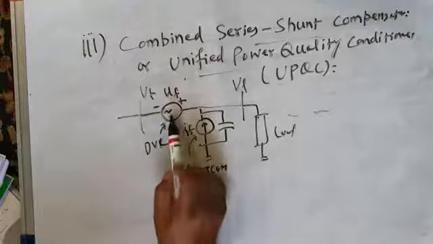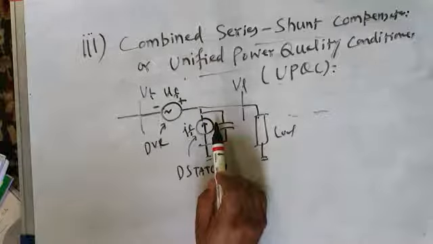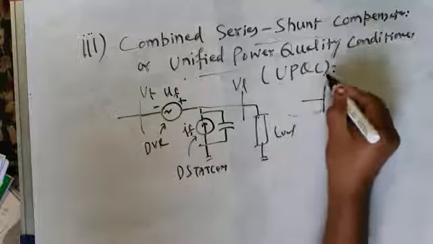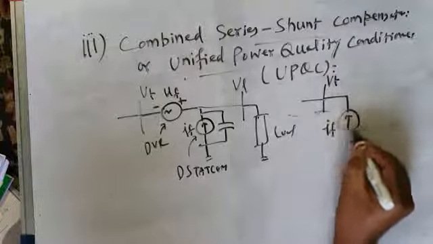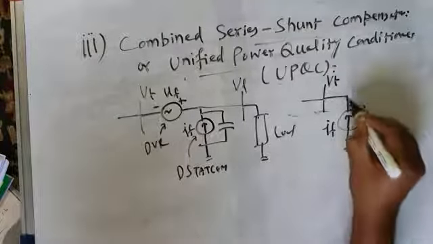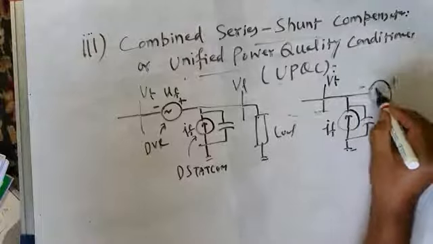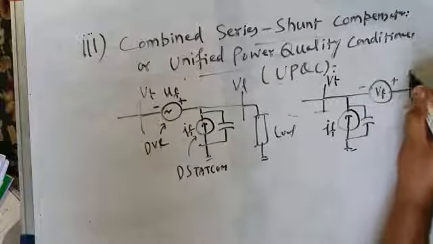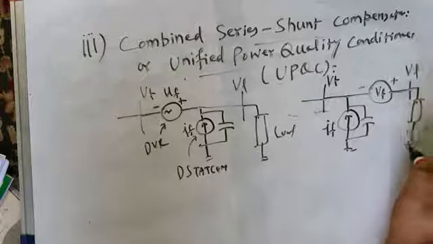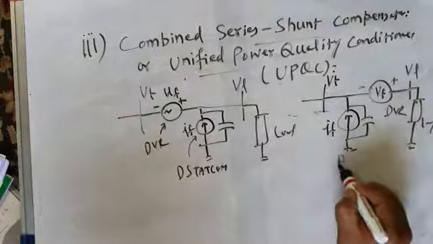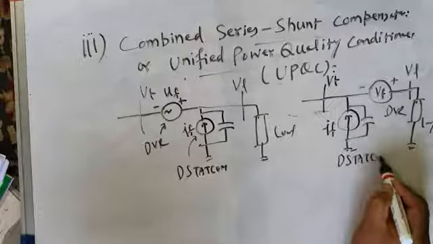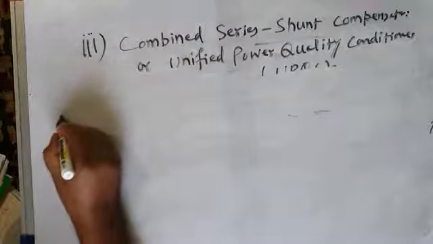This series compensator is on left side and shunt compensator is on right side. Or it may be like this. You may have shunt compensator on left side and series compensator on right side. Both possibilities are there. And then this is your load voltage and this is the load. So this is DVR and this is D-STATCOM. Practically it is realized like this. Let me show you the actual practical realization, the full diagram.